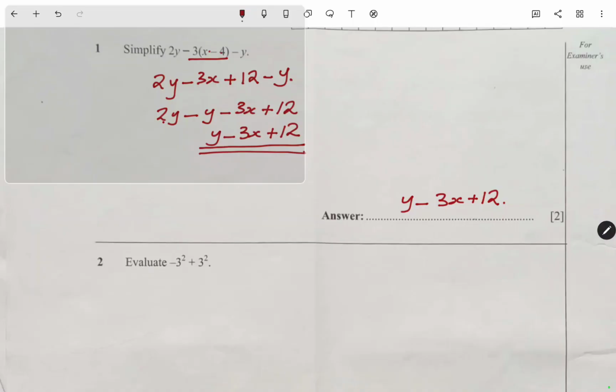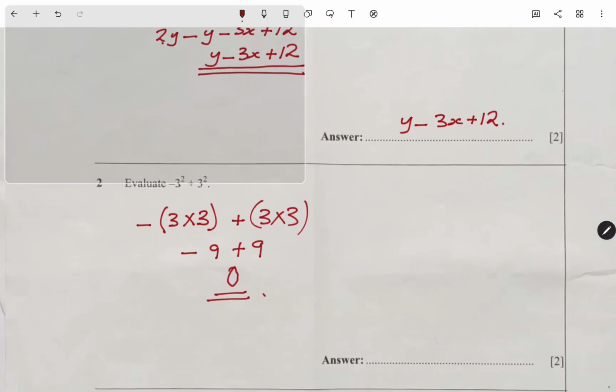Then the next one is saying evaluate. Evaluating, remember, we're finding a value. So this one, negative 3 squared, is the same as negative, open brackets, 3 times 3. Remember, the square is not affecting the negative, plus 3 times 3 there. So this will give us negative 9 plus 9. Remember, if I've got different signs, you subtract. So it will be 9 minus 9, which will just give us 0. The answer there is 0. You write 0. That's all, I've evaluated.